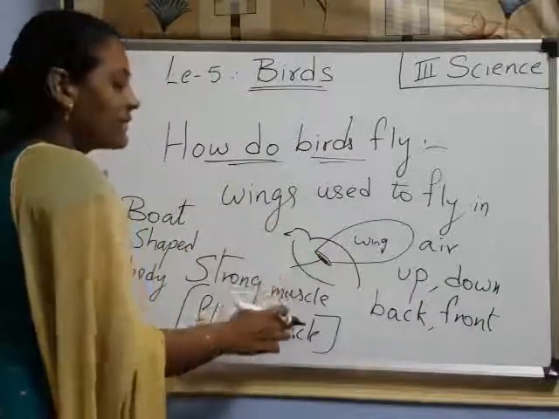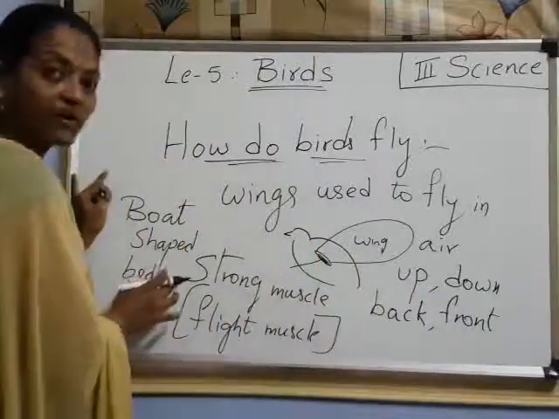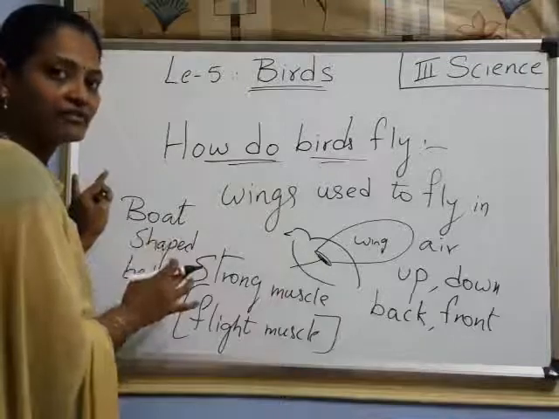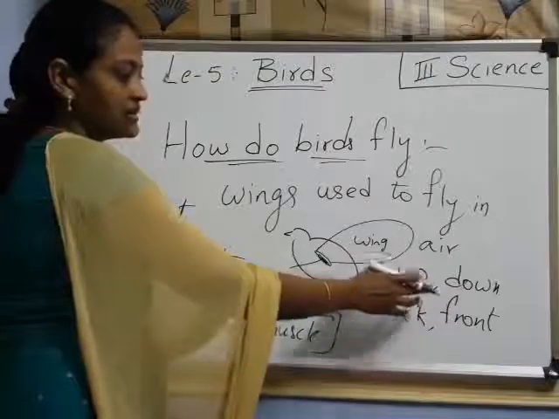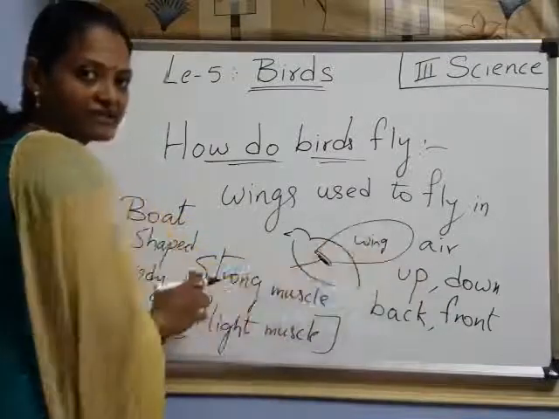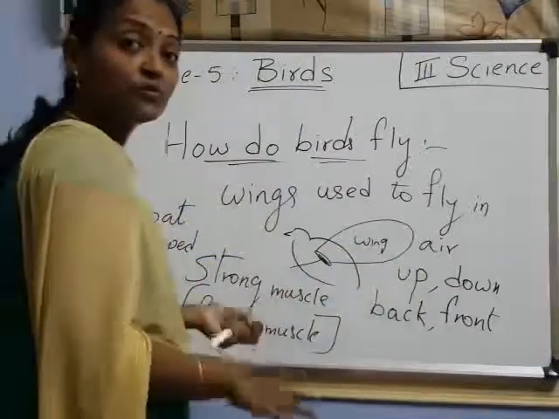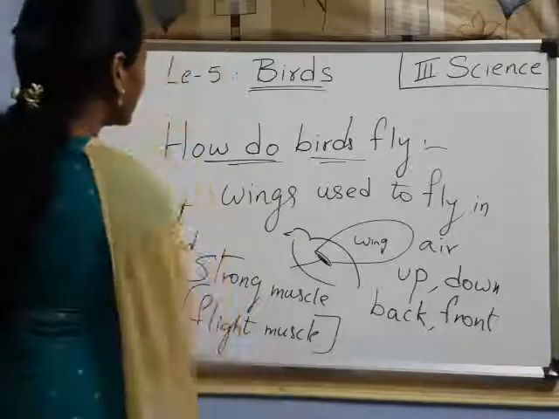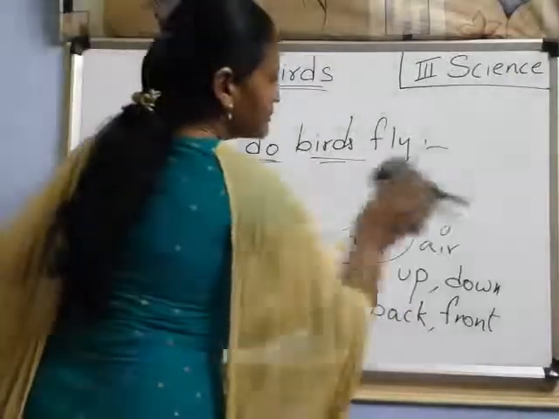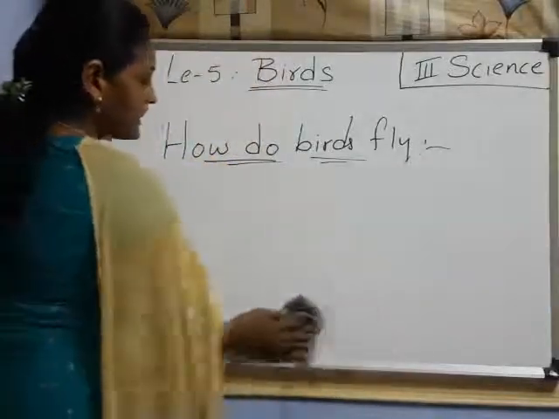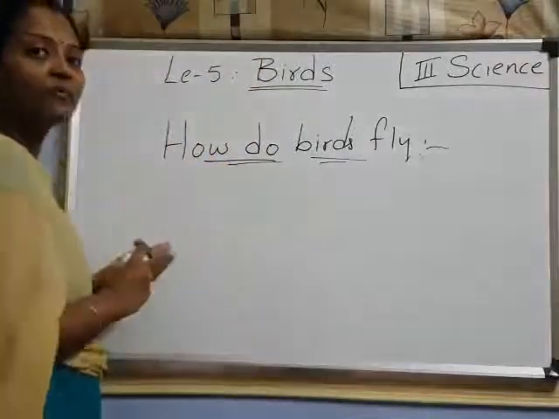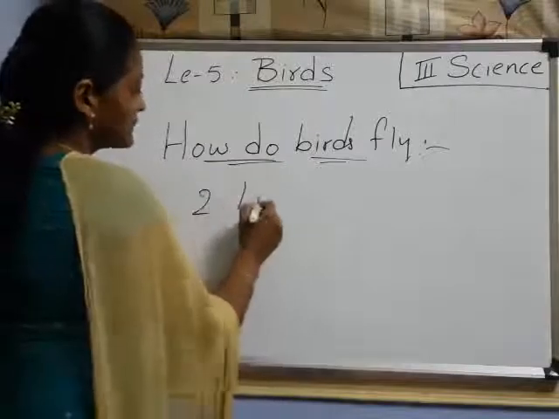Got it? Now, this boat shaped body is so light in weight, and it can fly in the air. Understood, children? This is with the help of wings. Now we'll see the movements shown by the wings. How do birds fly? With the help of wings only. The wings show 2 types of movements.